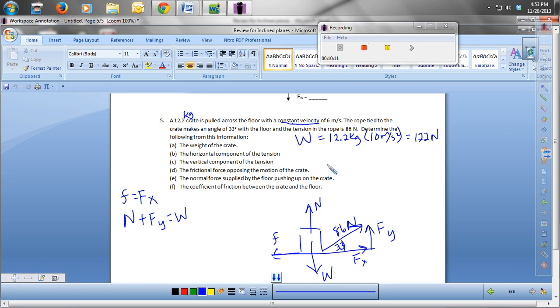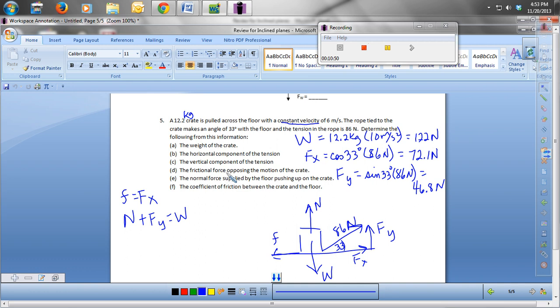And then I need the horizontal component of the tension, so Fx is the cosine of 33 degrees times the 86 newtons. So if I multiply the cosine of 33 degrees times 86 newtons, I get 72.1 newtons. Fy is the sine of 33 degrees times 86 newtons. And when I did that, I got 46.8 newtons.